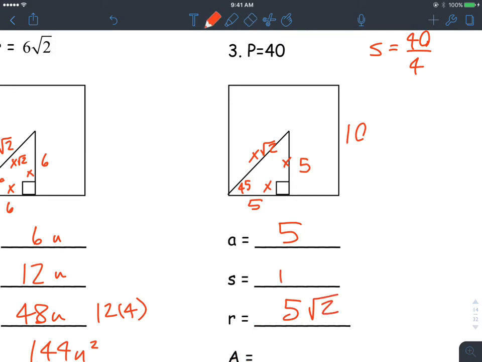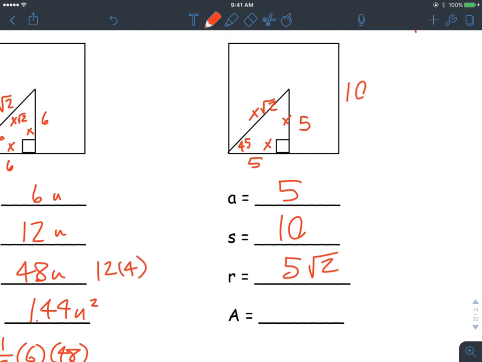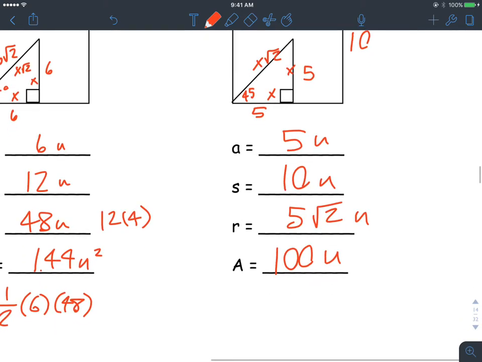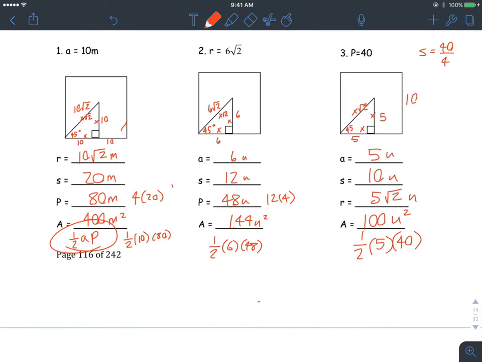The full side was 10. The half side's 5, but the full side's 10. And then, yeah, now we can go and find the area. And that should be 100 once you do that. If you want to go 1/2 AP, 1/2 5, and then times the perimeter, which, oh yeah, they started this out with 40. And 100 units squared, actually, right there.